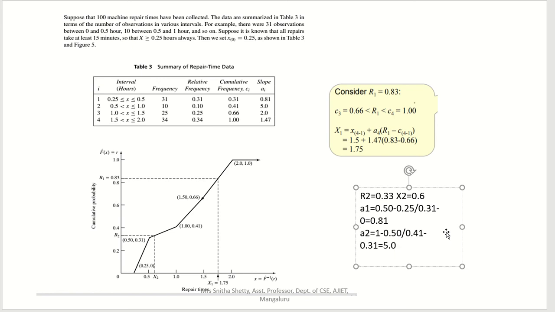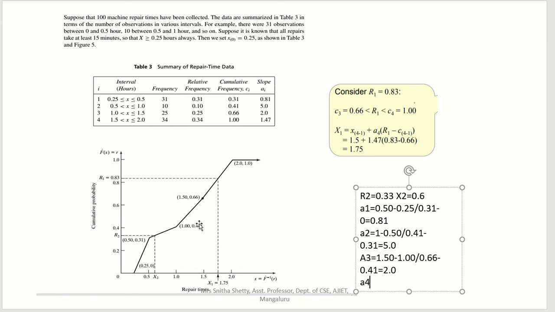Similarly, you can generate a3. This is slope 1, this is slope 2, this is slope 3. So how to generate slope 3? Here xi is 1.50 minus 1.00, divided by 0.66 minus 0.41. When you simplify, you will get the answer as 2.0.